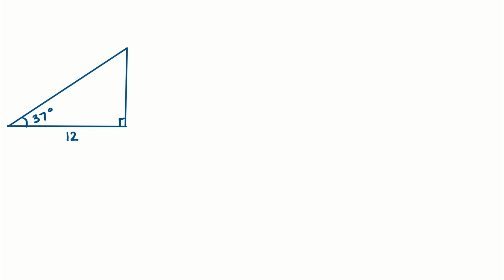So before I do anything here, I'm going to label this triangle as triangle ABC. Now we have angle A. The first thing I'm going to do is calculate angle B because that is actually quite easy. So we're going to start by calculating angle B.